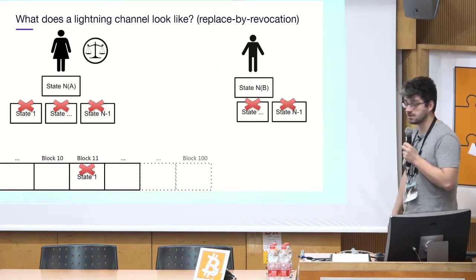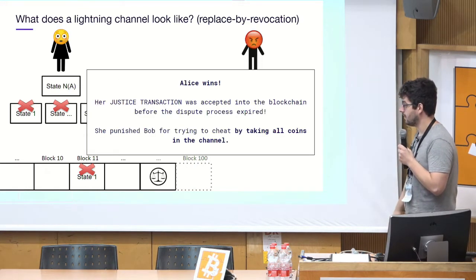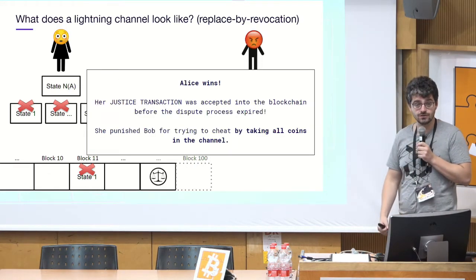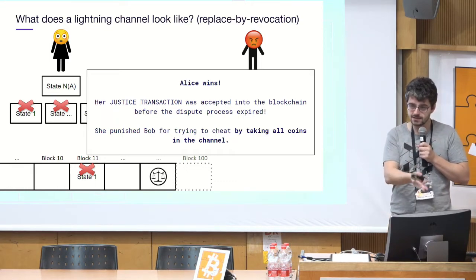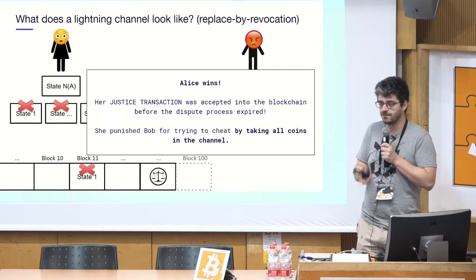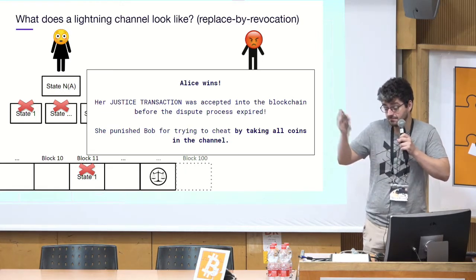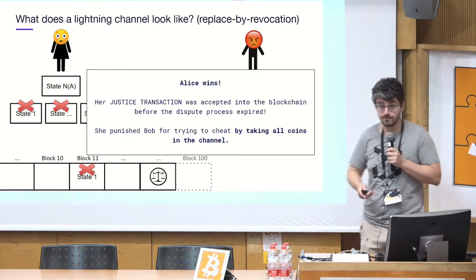So she'll get the justice transaction, sign it, and broadcast this to the network. Once it gets in, the blockchain will say, well, Bob broadcast this transaction, and Alice provided sufficient evidence that it was indeed revoked, such that Alice gets all the coins in the channel. So that's great.